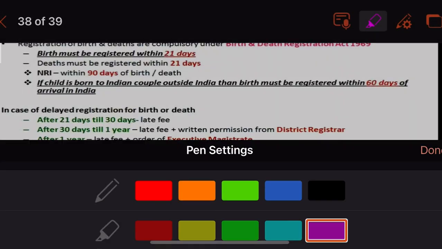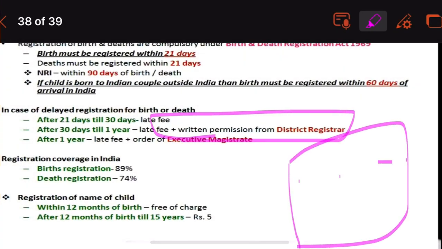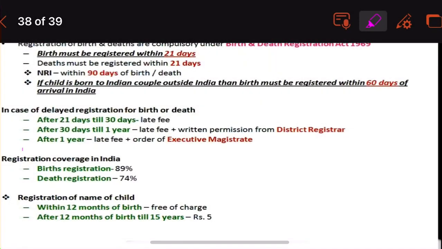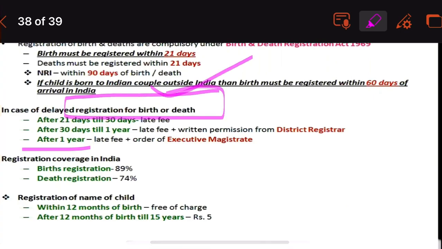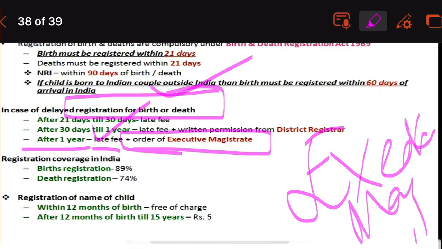a written permission from the district registrar is necessary. After 1 year, if the registration of the birth or the death is done, then they are obliged to pay the late fee, and they also have to get an order from the executive magistrate.